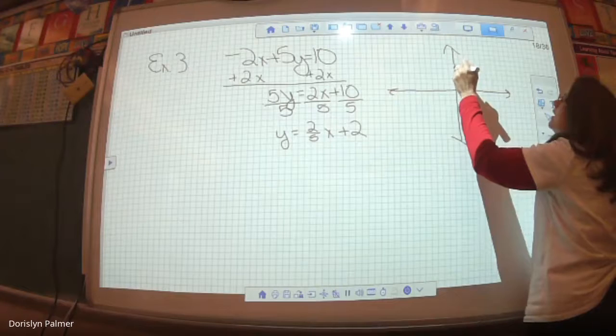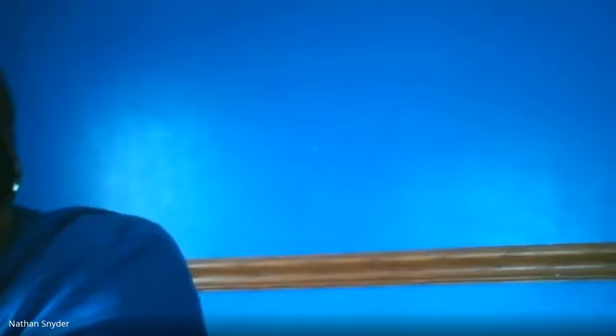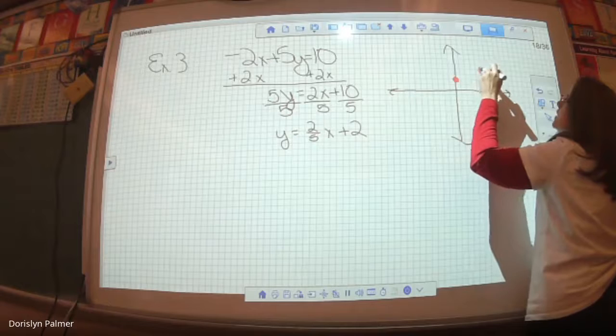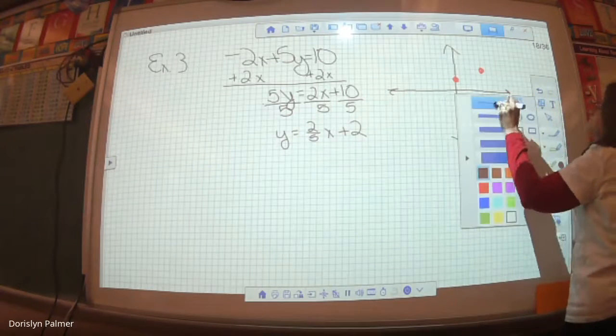So go up 2, and then over to the right how many? 5. Up 2, to the right 1, 2, 3, 4, 5. Rise up, run out. Okay. And that's your graph.